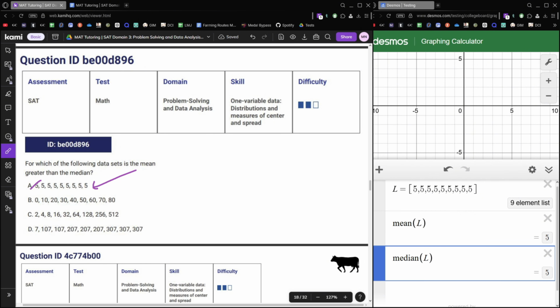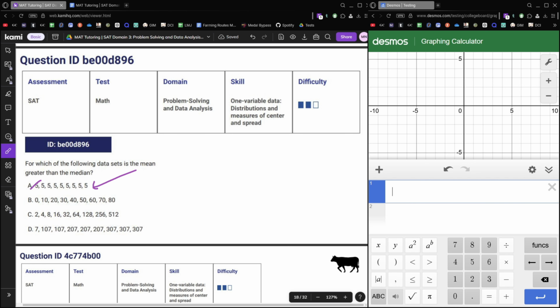I'm pretty sure y'all can see where this is going. We're going to have to go through every single answer choice, so I'm going to just speed this part up for you. Alright, I went ahead and typed in answer choice B. I realized I probably should have just put A instead of L equals, but it's whatever. Here's our mean and median, and you'll notice that they're both the same. So B isn't gonna be our answer either.